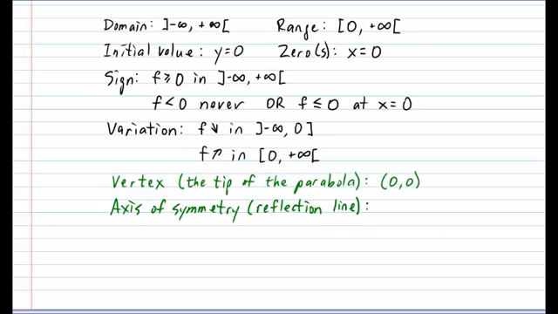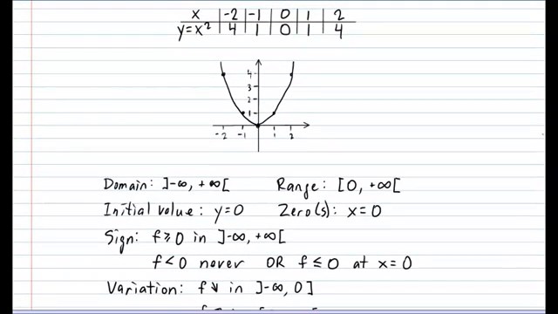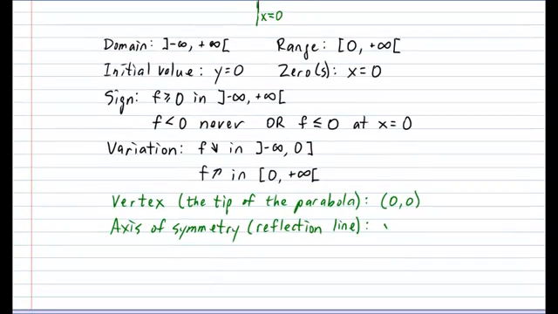So if we go back to our parabola, as you can see, the parabola has a left half and a right half. The axis of symmetry is the line that splits up the parabola into those two halves. And in this case, in the basic parabola, that line corresponds to the axis x equals 0. So let's identify that. And that's all there is to the analysis of a basic parabola.